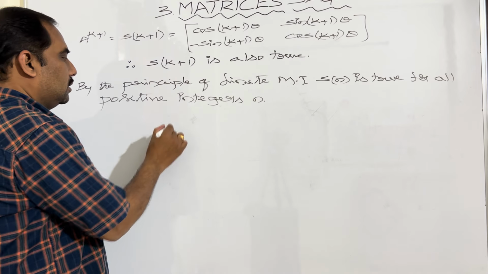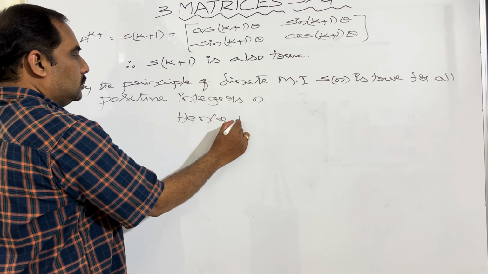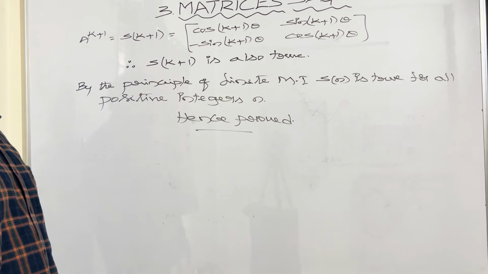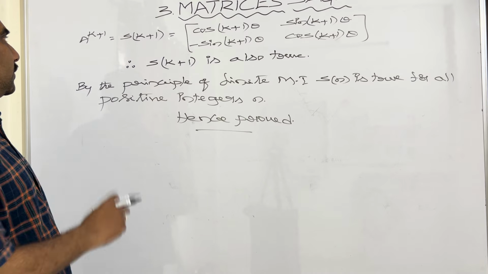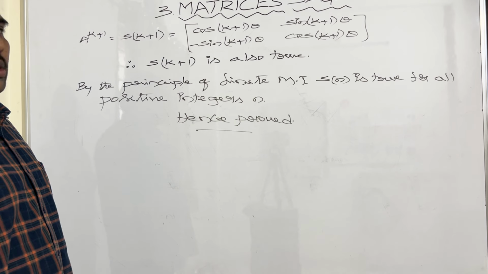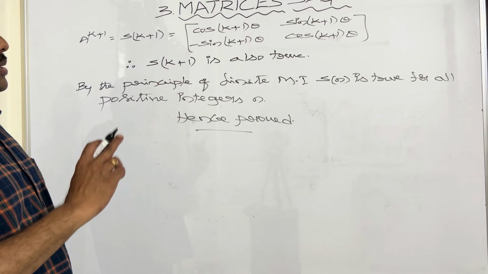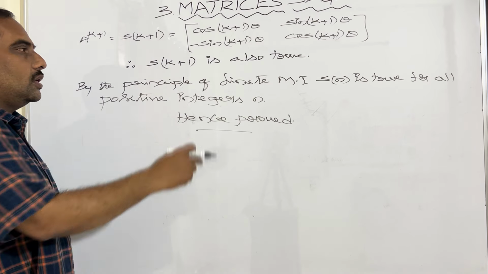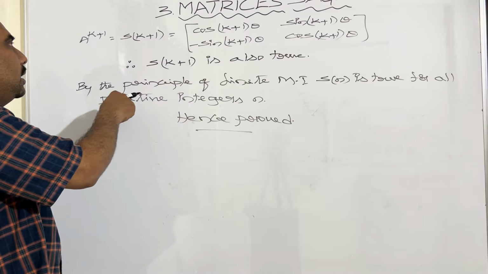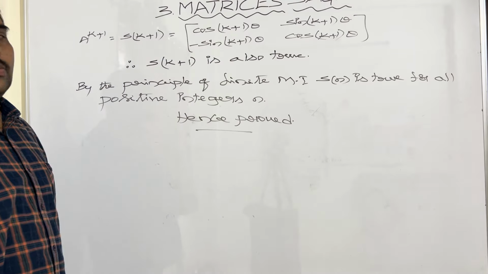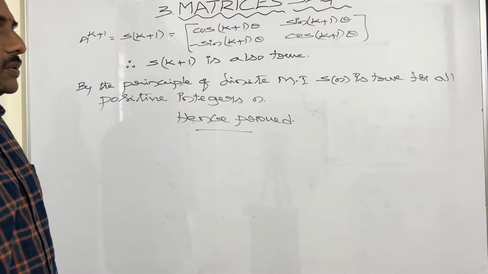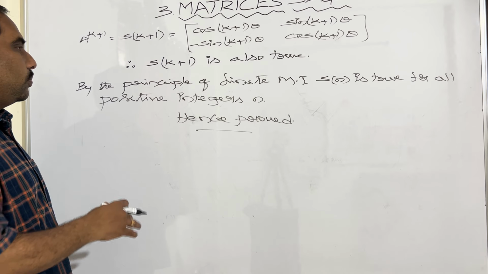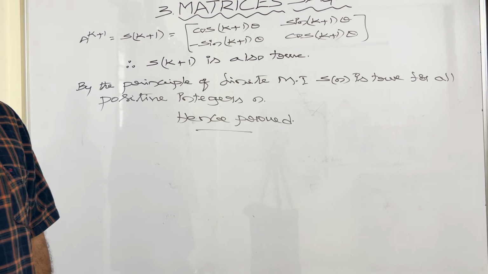So like this we can prove the given problem by using mathematical induction in 3 steps. In step 1, we have to prove that the statement is true for n equal to 1. In step 2, we assume that the statement is true for n equal to k. And in step 3, we have to prove that the same statement is true for n equal to k plus 1 also. So we prove the given problem by using mathematical induction.